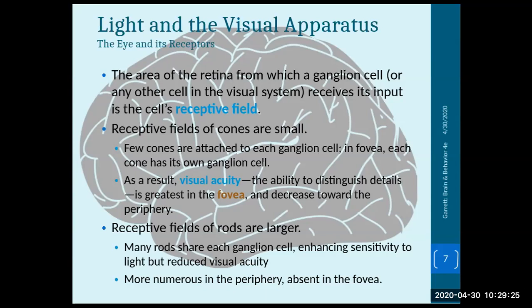So in the rods, again, the receptive fields are larger because many rods share a ganglion cell, so they're only contributing a tiny little bit of information. And this also causes sensitivity to light, but more of a blurry black and white picture because it reduces your visual acuity when there are so many rods going to one ganglion cell. So we see the rods really, really numerous in the periphery all around the retina, except for the fovea where there's basically none.